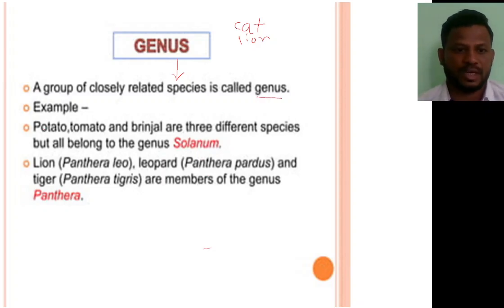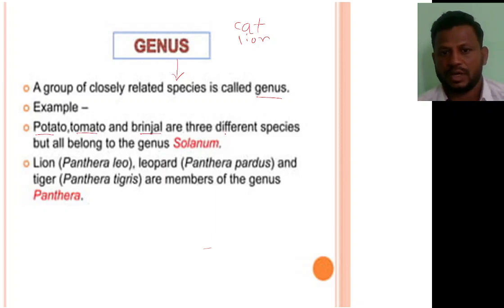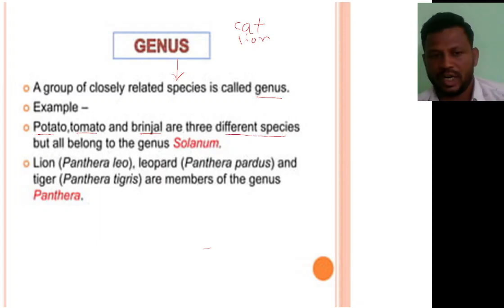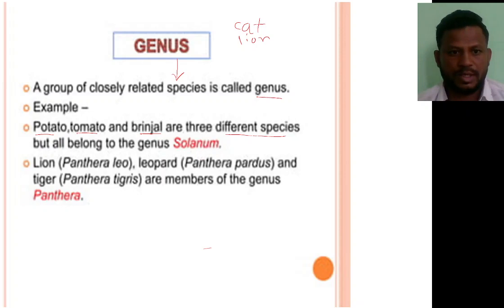For example, potato, tomato, brinjal are three different species. Potato we grow under the earth, in the soil. Tomato we see on the branches. Brinjal we see on the branches of those trees, or we can say shrubs or herbs. But all belong to Solanum. These all belong to Solanum.